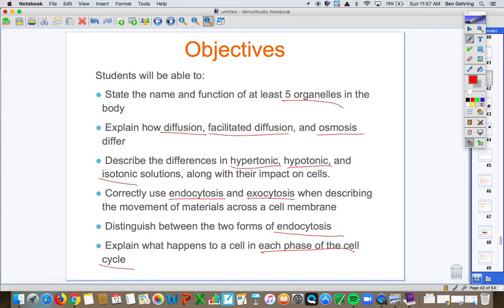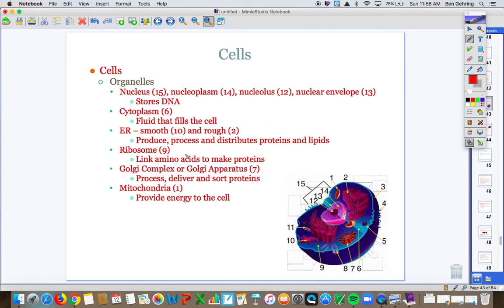So here we go. To start with, we have organelles in the body. There's a number of them, including things like your nucleus, which stores your genetic information. Within that, you have your nucleoplasm, which is the fluid. You have your nucleolus, which is in the center. Your envelope is the covering, and all of that stores DNA. Your cytoplasm is the fluid that fills your cell. Cytoplasm is actually the space between the membrane and the nucleus. Cytosol is the fluid, but it's all the same. It works for this class.